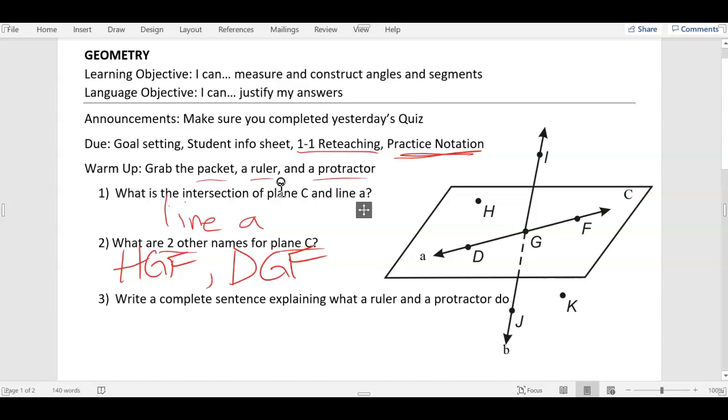Now I want you to answer number 3 on your own. I want you to write a complete sentence explaining what a ruler and a protractor do. If you don't know, you can tell me your sentence. So everyone can write a sentence. Tell me, what does this thing do? I'm going to give you a minute, and then we're going to do the assignment.